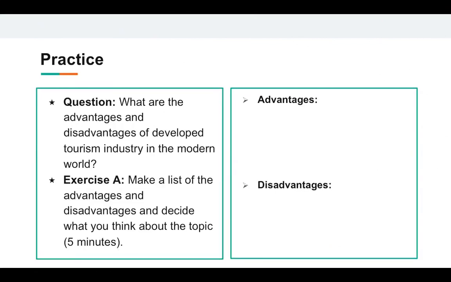Alright, so far you have seen the basic structure of an advantages and disadvantages essay. Here is another question for you. What are the advantages and disadvantages of developed tourism industry in the modern world? Let's do the following exercises according to this question.